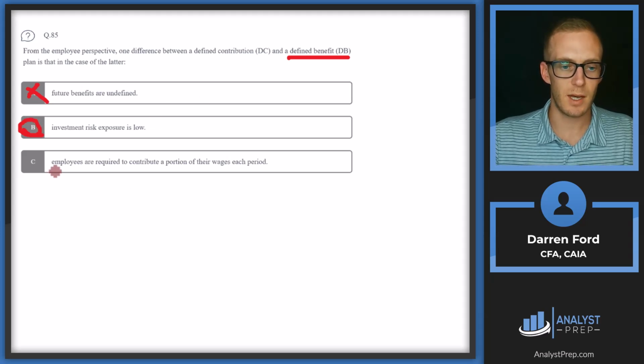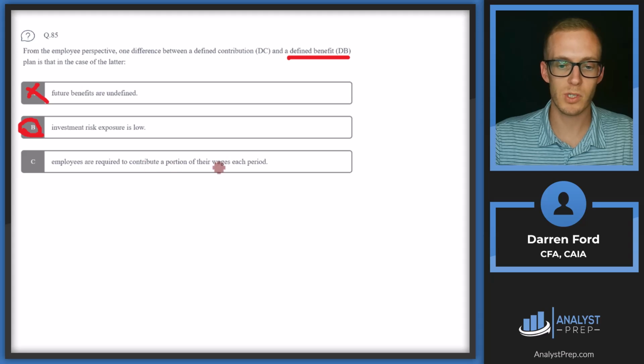Let's make sure we can rule out C though. Employees are required to contribute a portion of their wages each period. In defined benefit, contributions are normally going to be on the employer. They may technically be pulling some of the employee's compensation, but normally contributions each period are going to be more of the defined contribution plan. So we'll go with answer B.